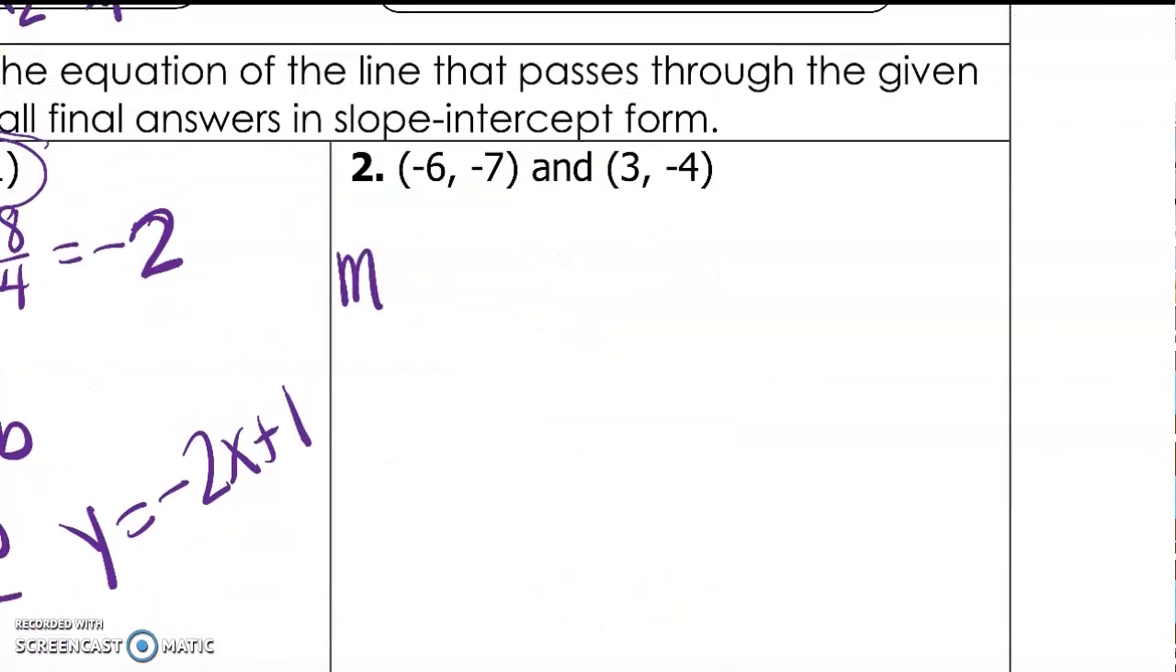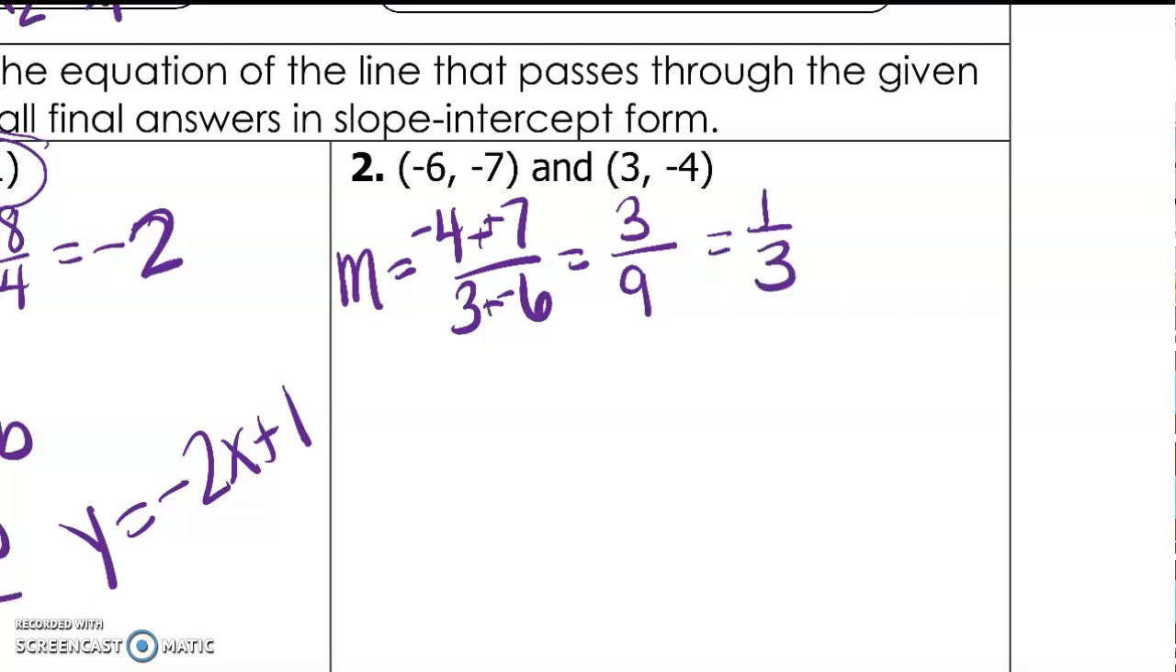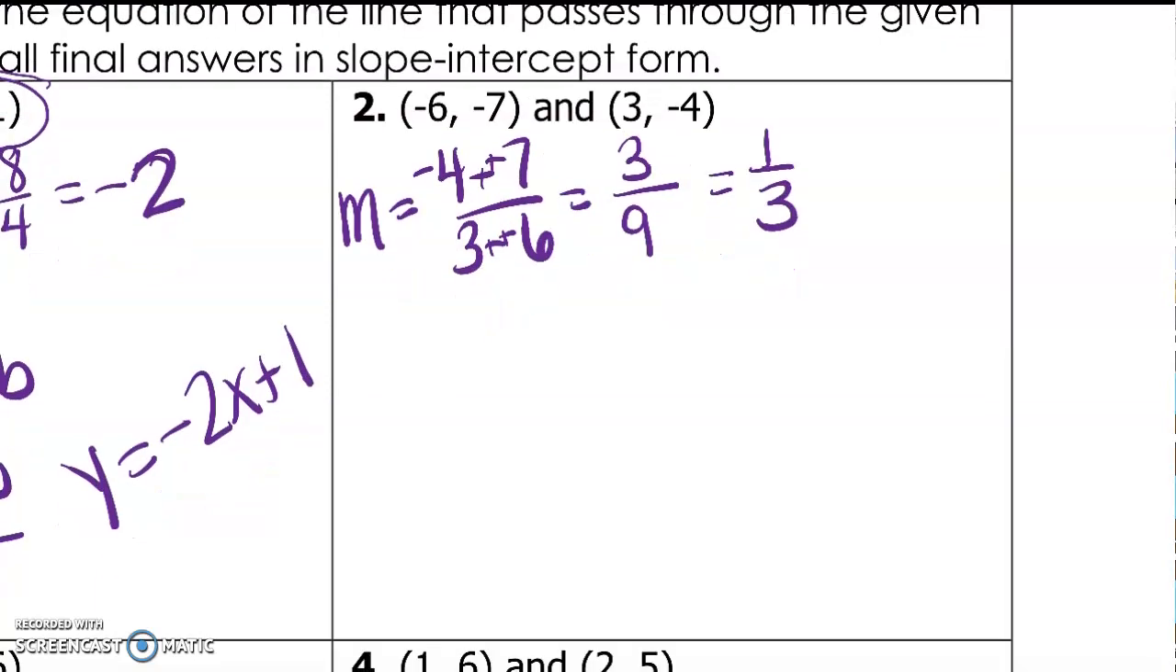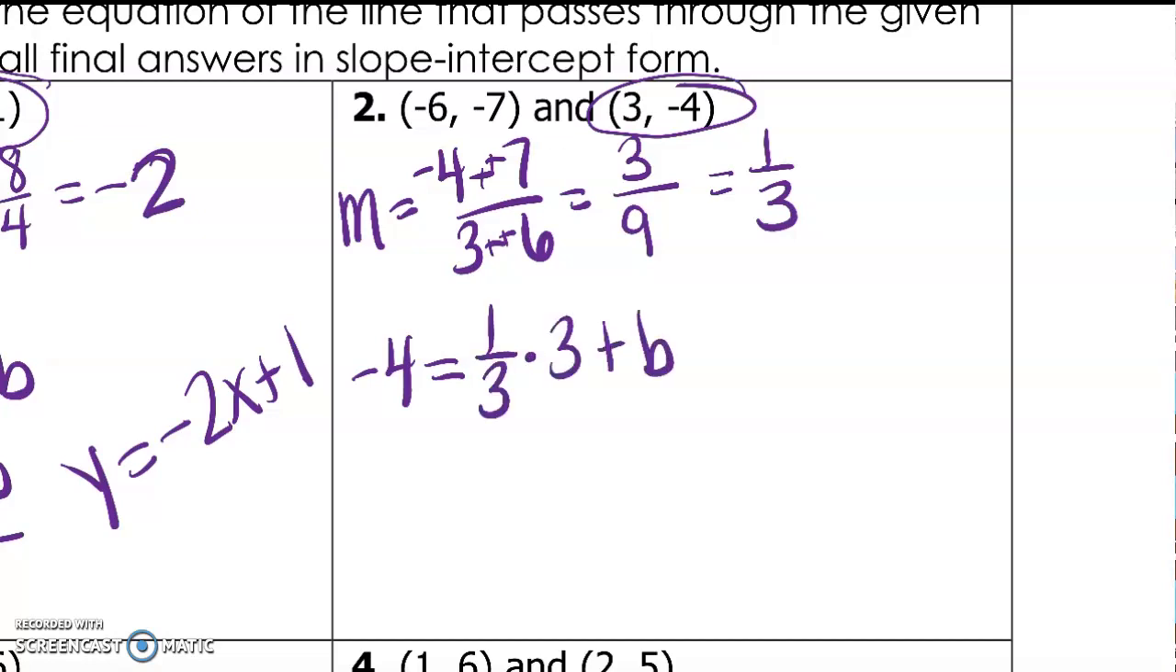So number 2, you start with the slope formula, -4 minus -7 over 3 minus -6. That would give us +3 over 9, which is 1/3. Then pick an ordered pair. So I would pick the second ordered pair. Your y is -4 equals, we just calculated our m as 1/3, times the x, which is 3, plus b.